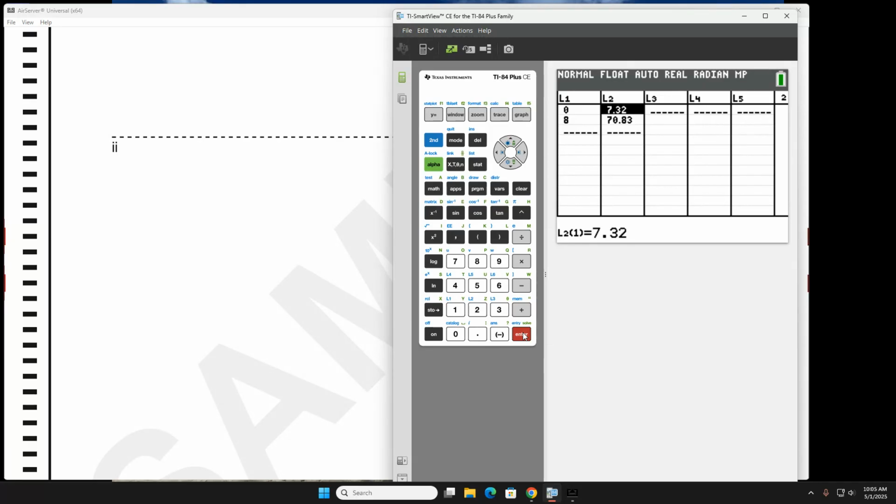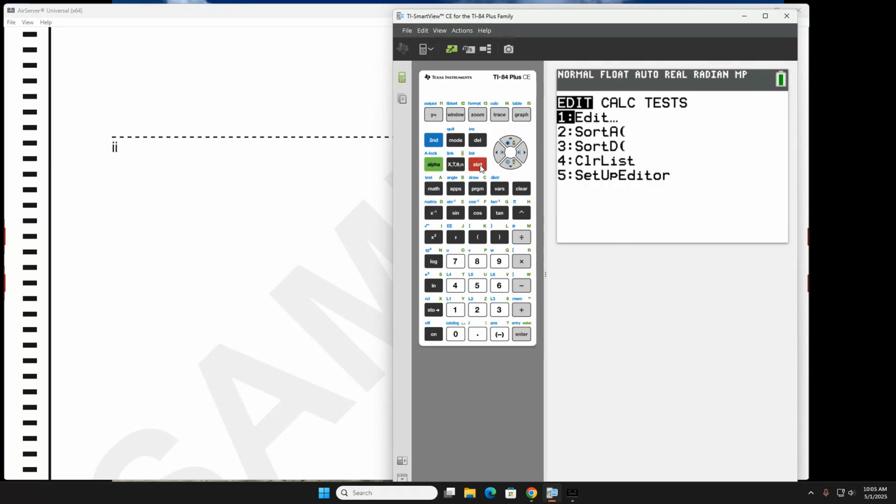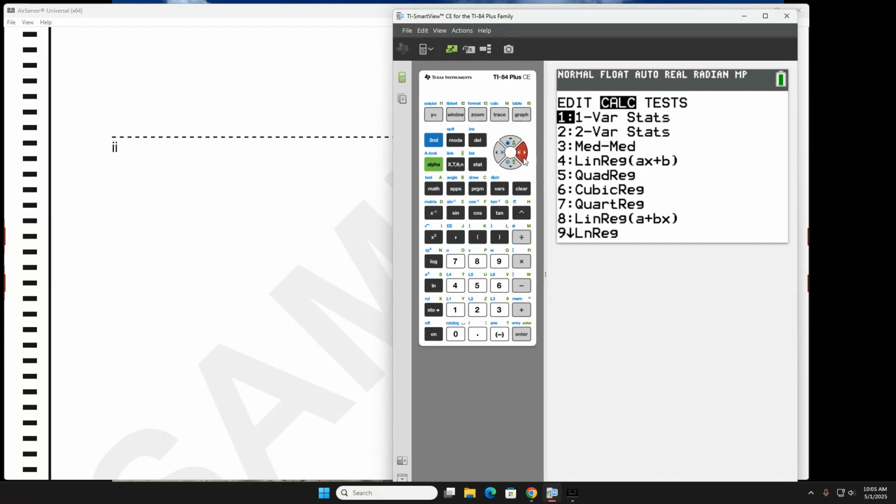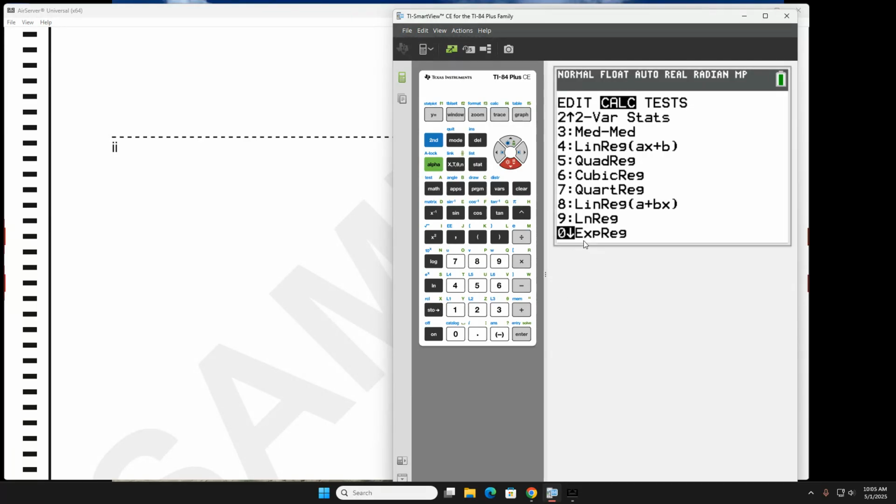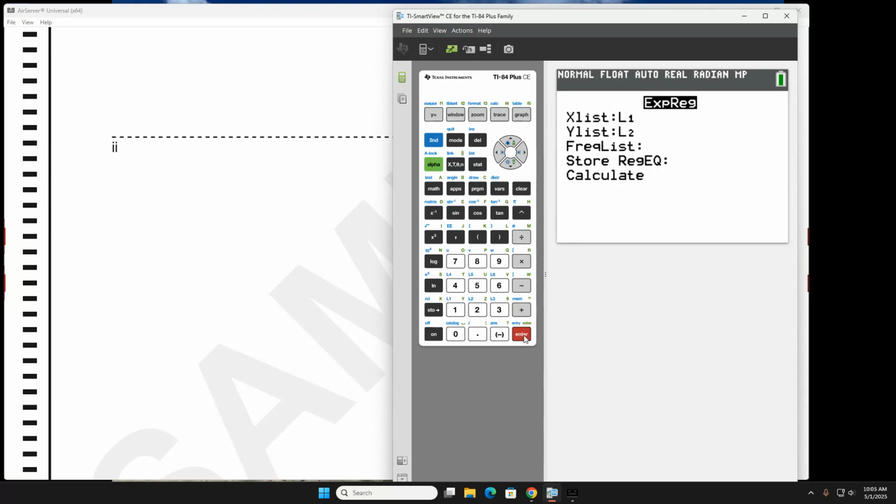All right, and then once you get that entered, you're going to hit Stat, and then you're going to go over to Calc, and then this is where those numbers I was talking about. So 5 was QuadReg, 6 cubic, quartic, and then natural log, and then choice 0 is what we want in this case.